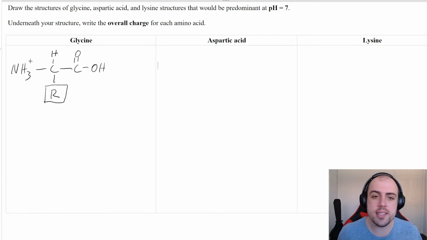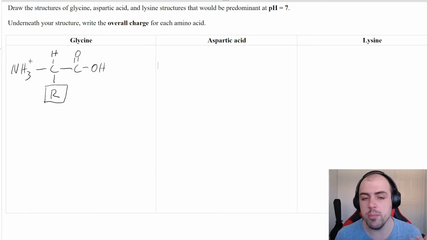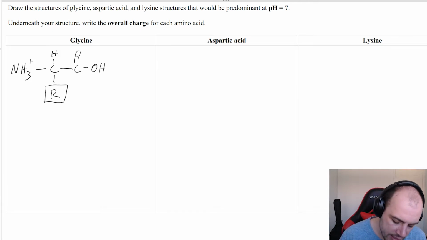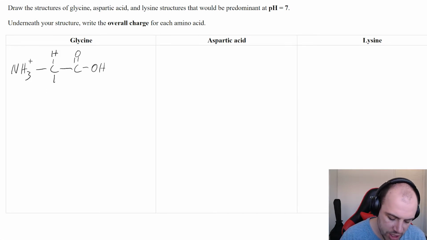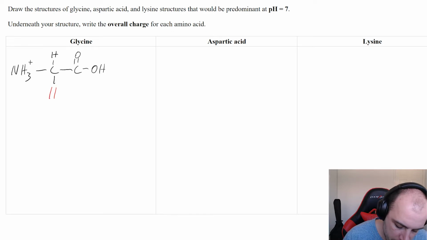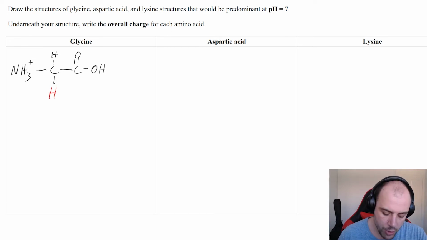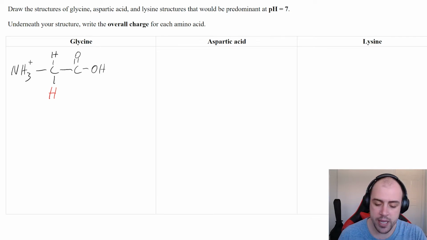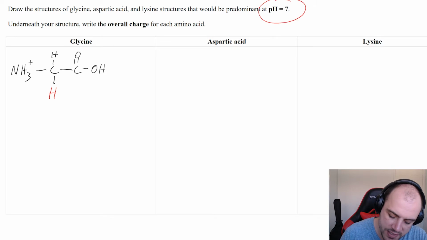So glycine is the smallest and arguably the most simplistic of the amino acids, in that its R group here, its side chain, is simply a hydrogen. Now, looking again at my backbone structure here for my amino acid, we need to have a look how it would be at a pH of 7.